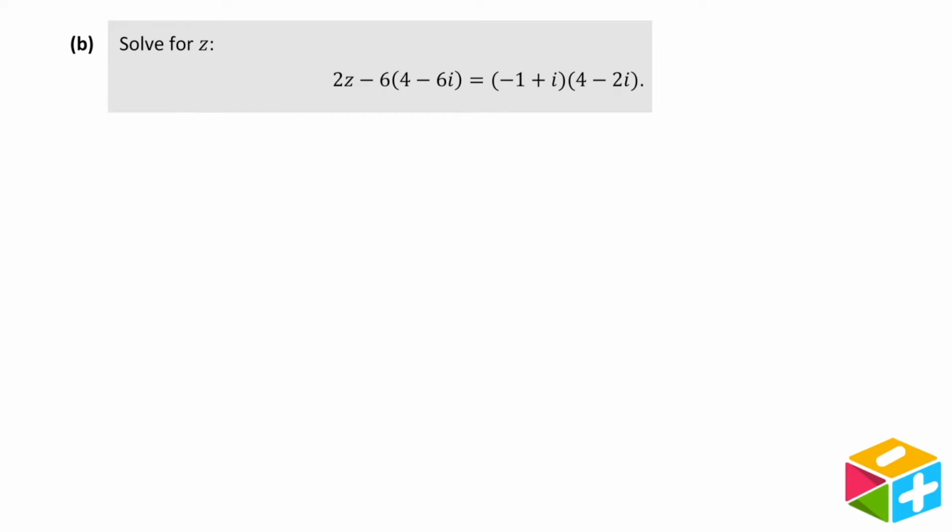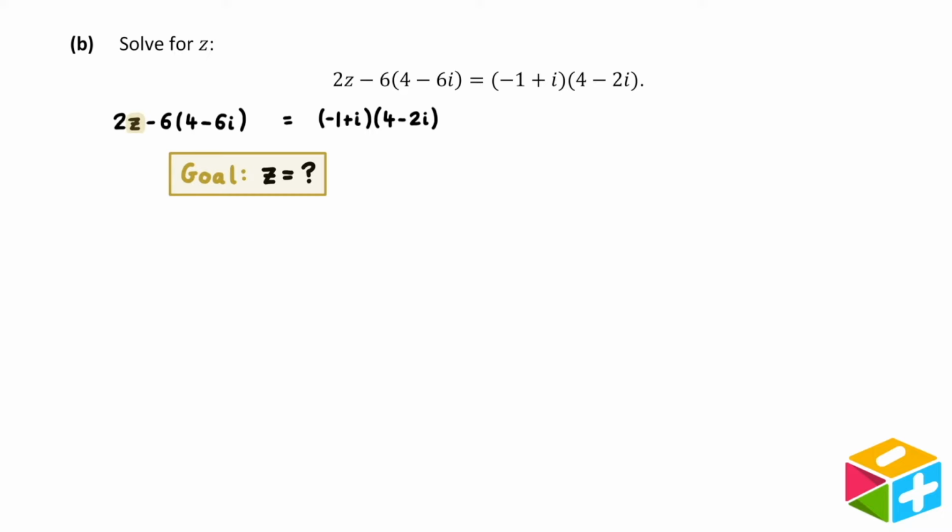Solve for z. 2z minus 6 times 4 minus 6i is equal to minus 1 plus i times 4 minus 2i. The goal here is to solve for z, in other words, to isolate z all by itself on one side of the equation. This will require a bit of algebraic manipulation and simplification.